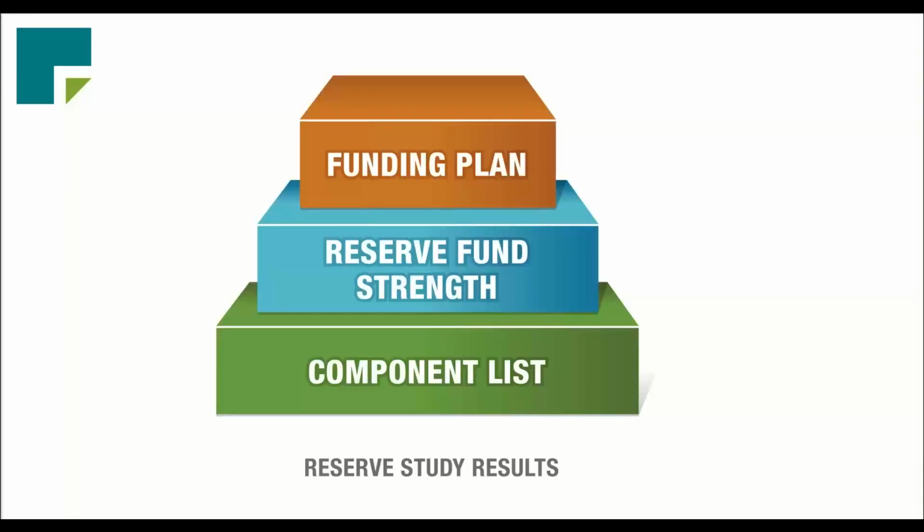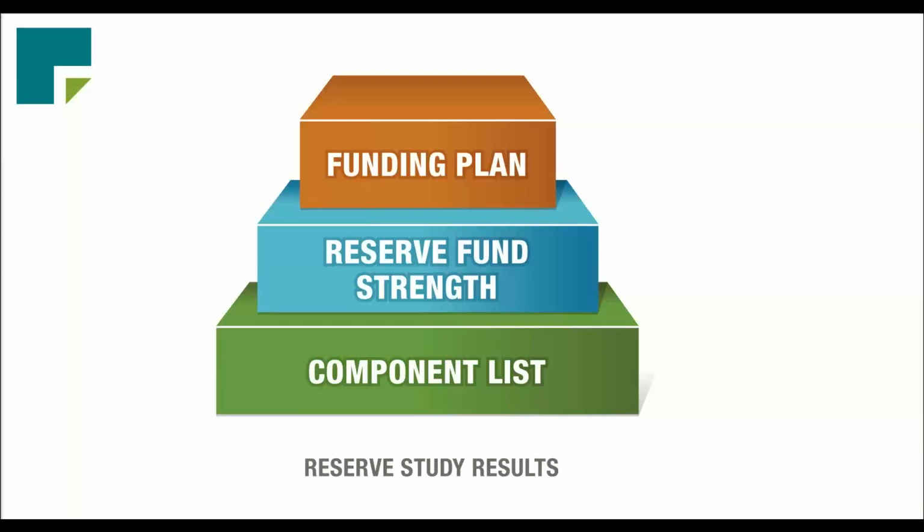And again, keeping the numbers pretty simple. I'm looking at one hand here and not even getting up to 5. There are 3 types of results to look for in your reserve study: the component list, reserve fund strength, and the funding plan. For those of you who've heard our webinars before, these should be familiar, but they bear repeating.